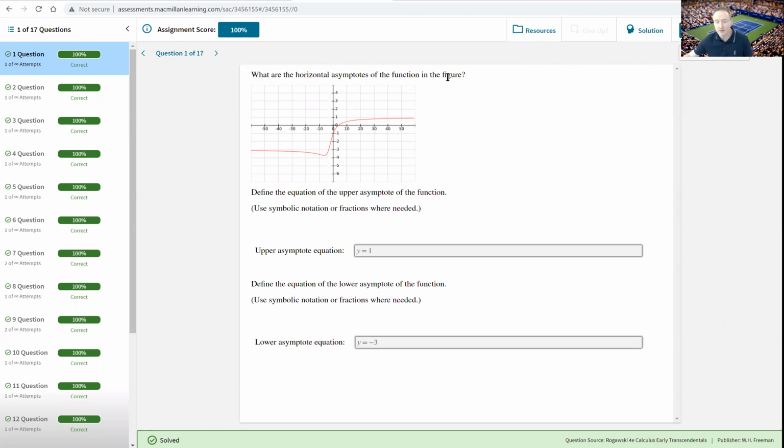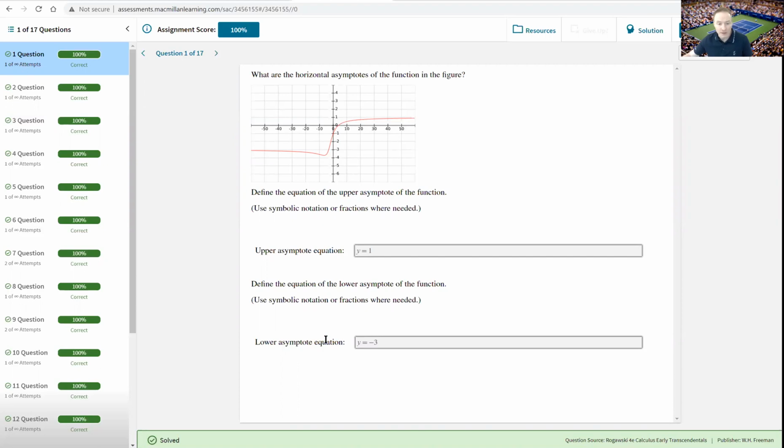And remember, horizontal asymptotes are just the y values that the function is going to approach as x approaches infinity or as x approaches negative infinity. So I can see in this problem up here, as x is approaching positive infinity, as the x values get large, it appears that the y values are going to level off to the horizontal line y equals 1. That's what you would have to assume by the graph given. So you'll see the upper asymptote equation is y equals 1.